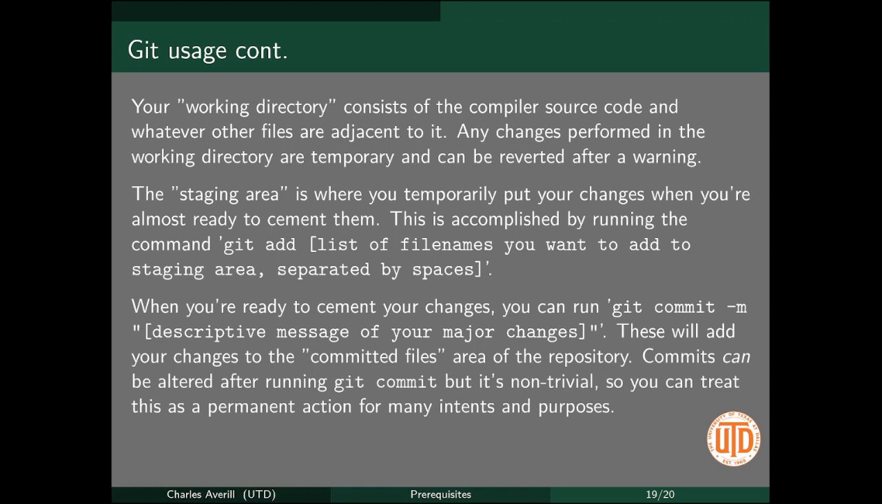The staging area is where you're going to temporarily put your changes to your working directory when you're almost ready to kind of cement them in your Git repo history. This is accomplished by running the command git add, followed by a list of any of the file names that you want to record changes for, separated by spaces. And when you're ready to cement your changes in history, you can run git commit -m, and then you're going to put a descriptive message of all your changes.